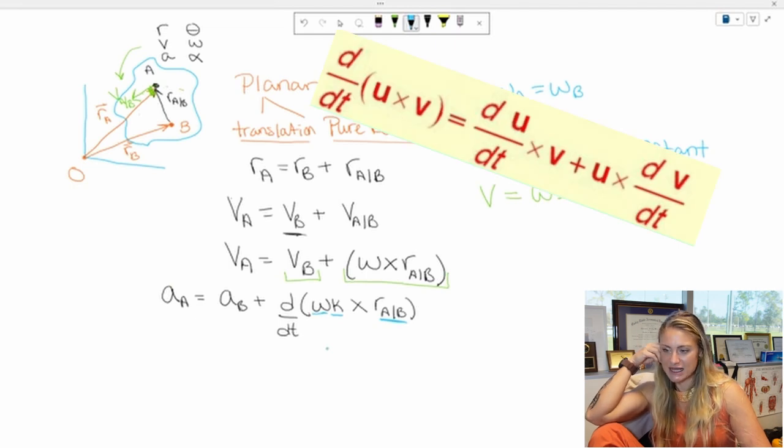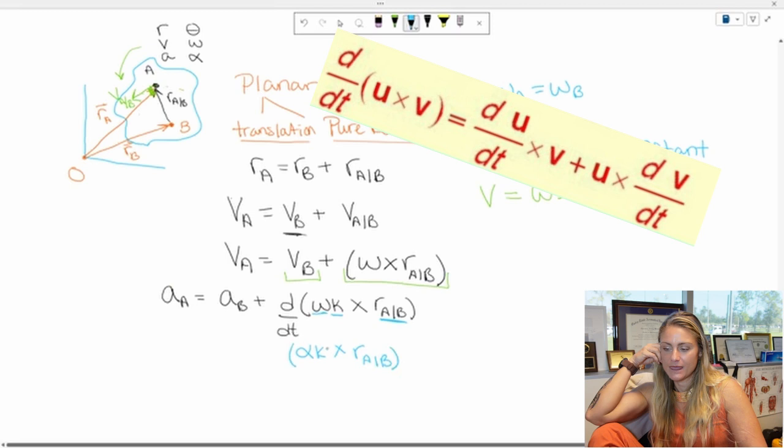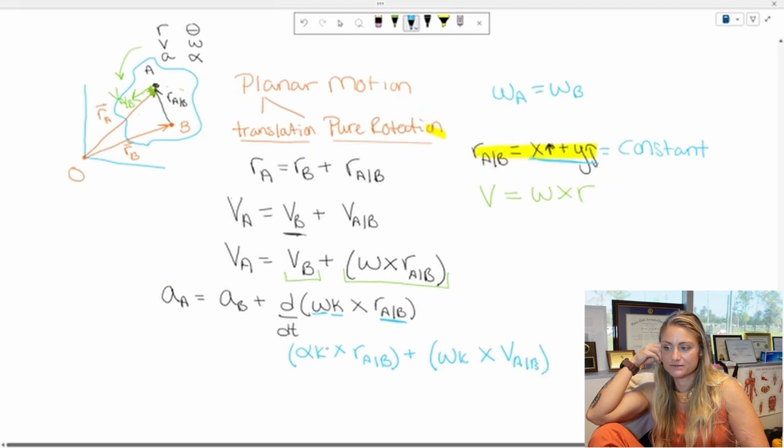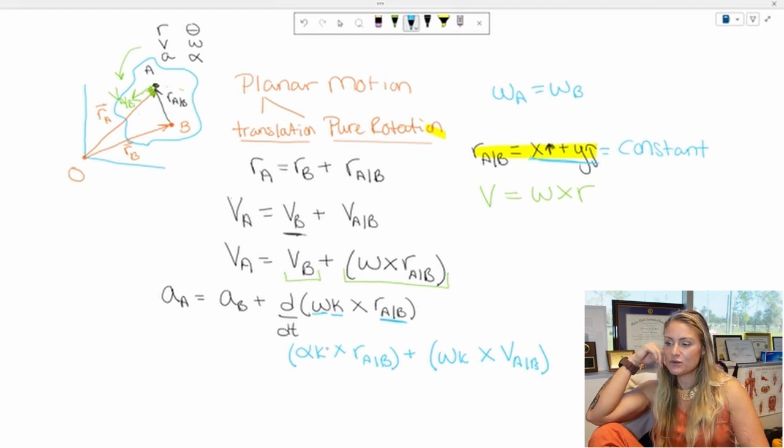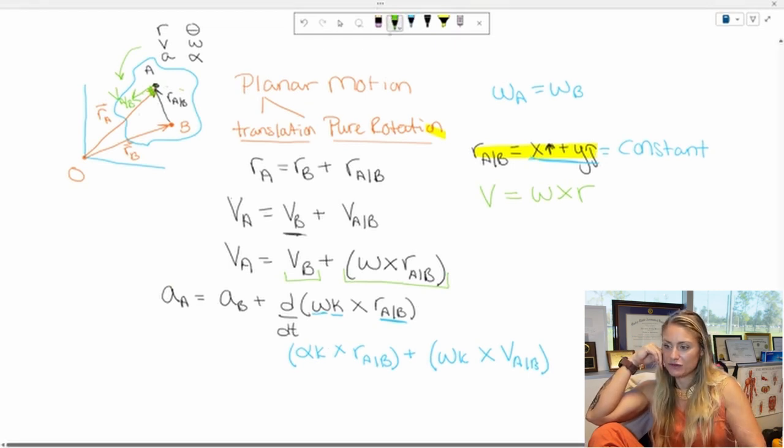And the operation states that you are going to take the derivative of the first cross your second, plus the first term cross the derivative of the second term. I don't want to confuse you, so we'll stop there. So what did we say VB was? We said that VB was equal to omega cross RA with respect to B.